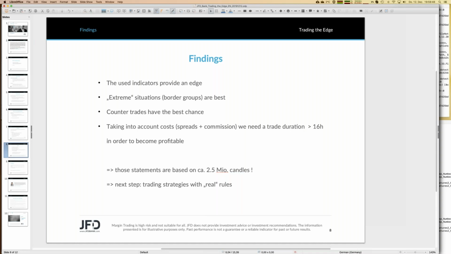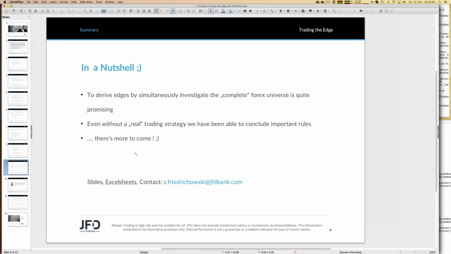Of course, next step is real trading strategies based on some additional rules, like stop loss distance, take profits, for example, whatever. But that's the next step. Okay, I hope you are not that disappointed, but we have already some quite cool conclusions. So we can use that kind of approach, deriving edges, by simultaneously investigating the complete Forex universe. And the results we have seen are already quite promising. And even though I have not applied any real trading strategy like stop loss and take profit, we can already conclude some important rules, especially that about how long a trade should be. But there's more to come, and it's extremely promising, I can tell you.